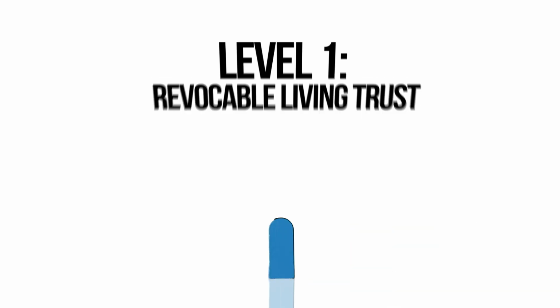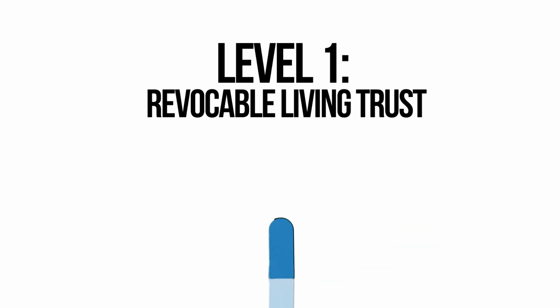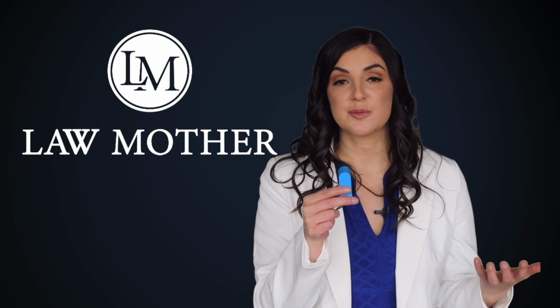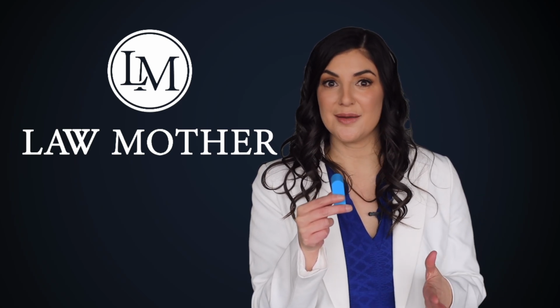Level 1, a revocable living trust. This makes sure your real estate is protected when you pass away. It ensures that it avoids probate, saving your family time and money.